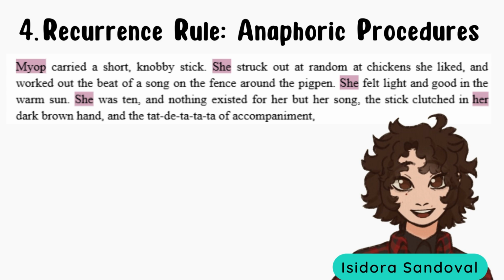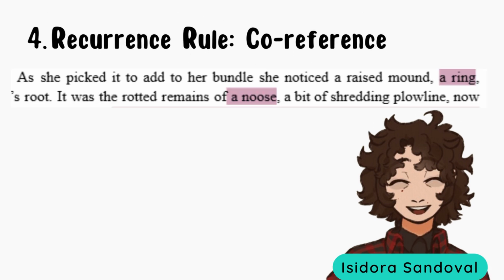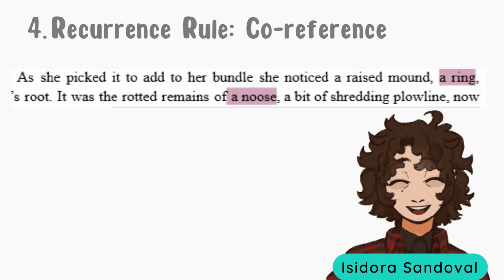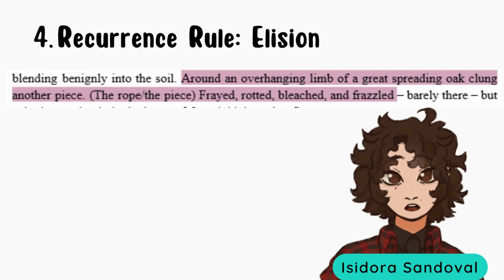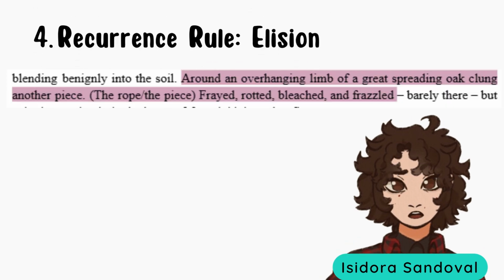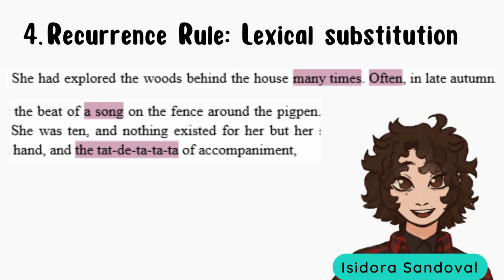We can also see anaphoric procedures, mostly through the replacement of the main character's name, Myop, with feminine pronouns. Additionally, we can find co-reference when the loop of a noose is referred to as a ring. Elision is also present in the following sentence. Around an overhanging limb of a great spreading oak clung another piece, frayed, rotted, bleached, and frazzled, where the subject of the second phrase is not mentioned, but we can assume that it is about the rope or the piece.